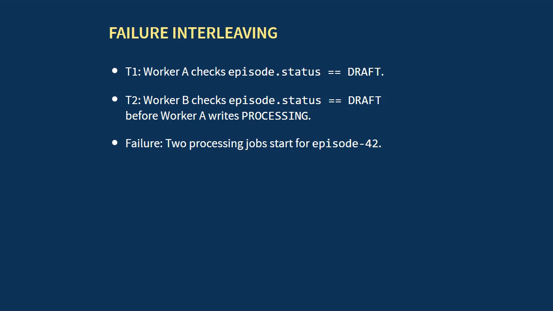Let's consider a scenario where worker A and worker B both check the status as draft. What's the consequence of this interaction? The lack of coordination could lead to both workers initiating processing jobs, violating our invariant.